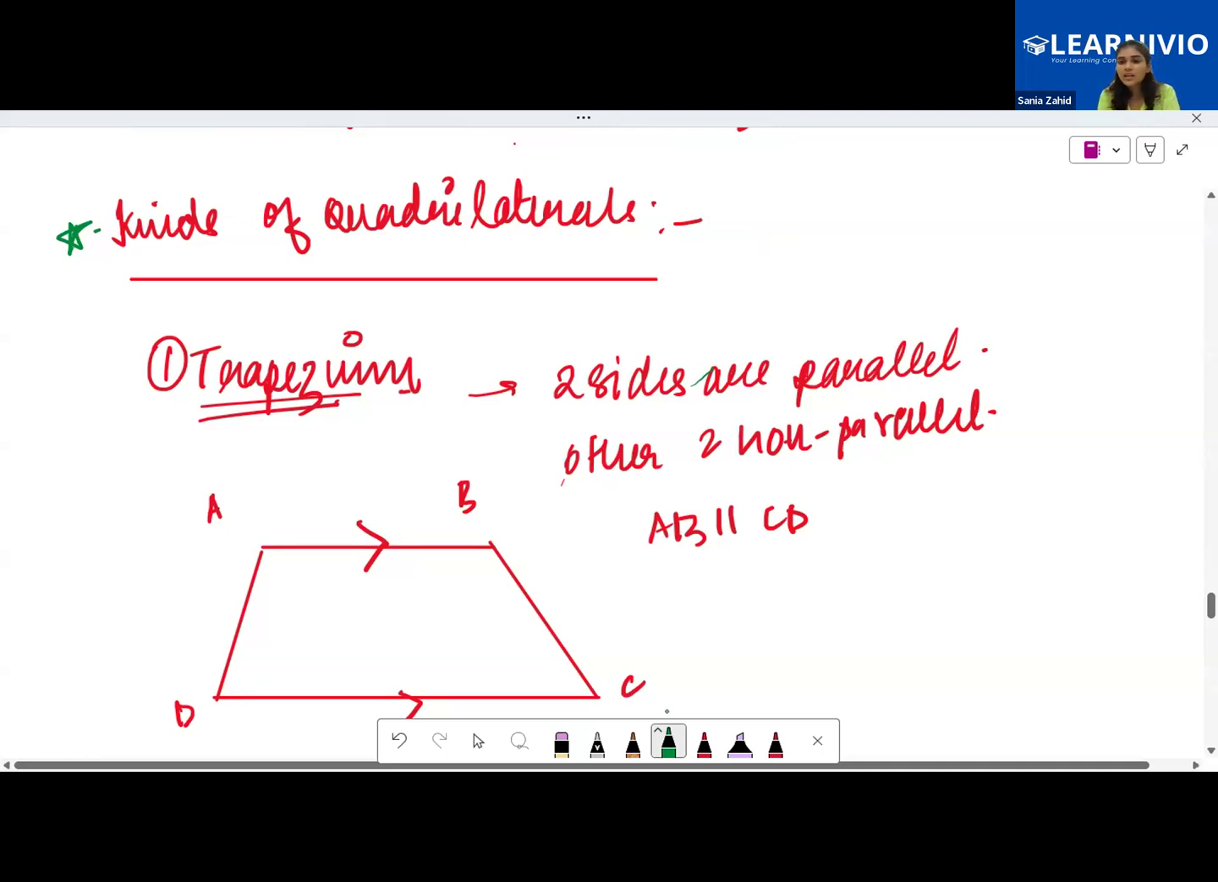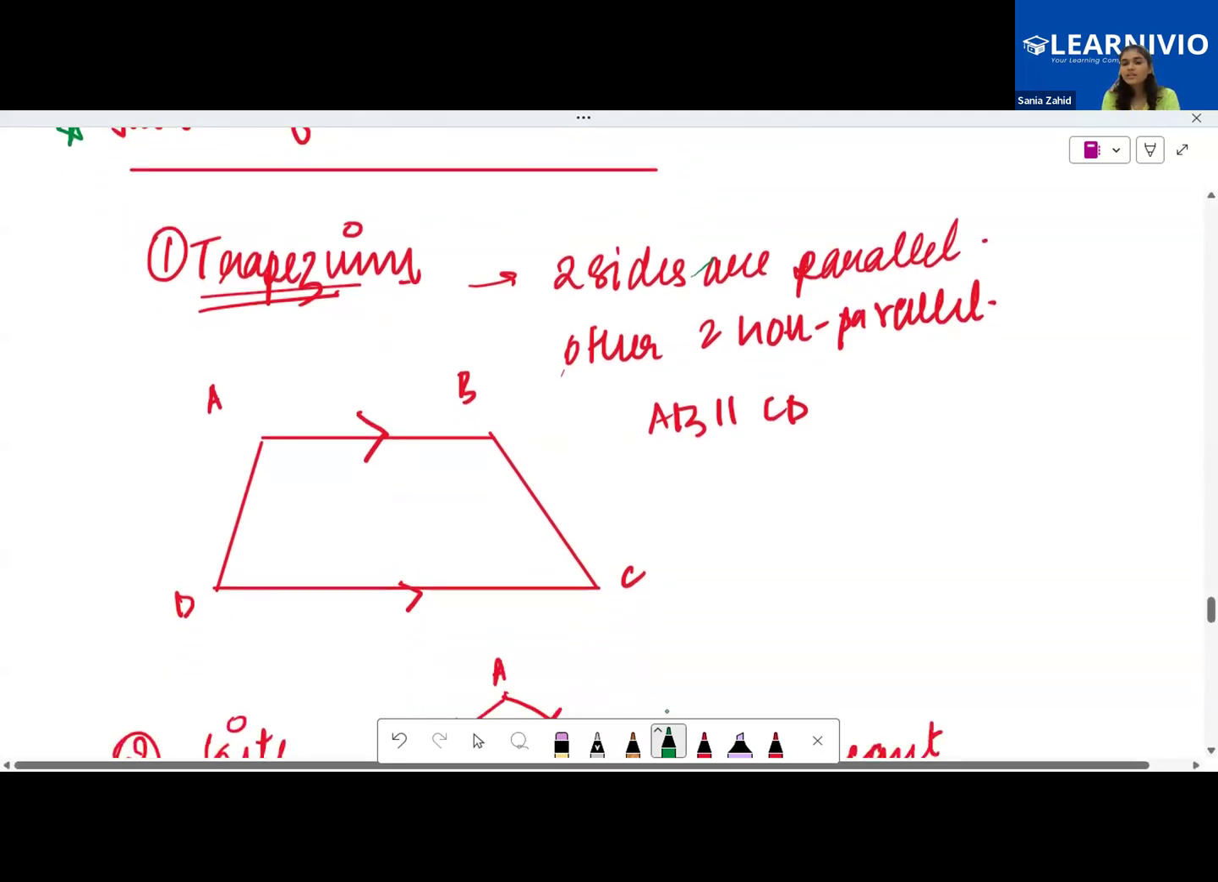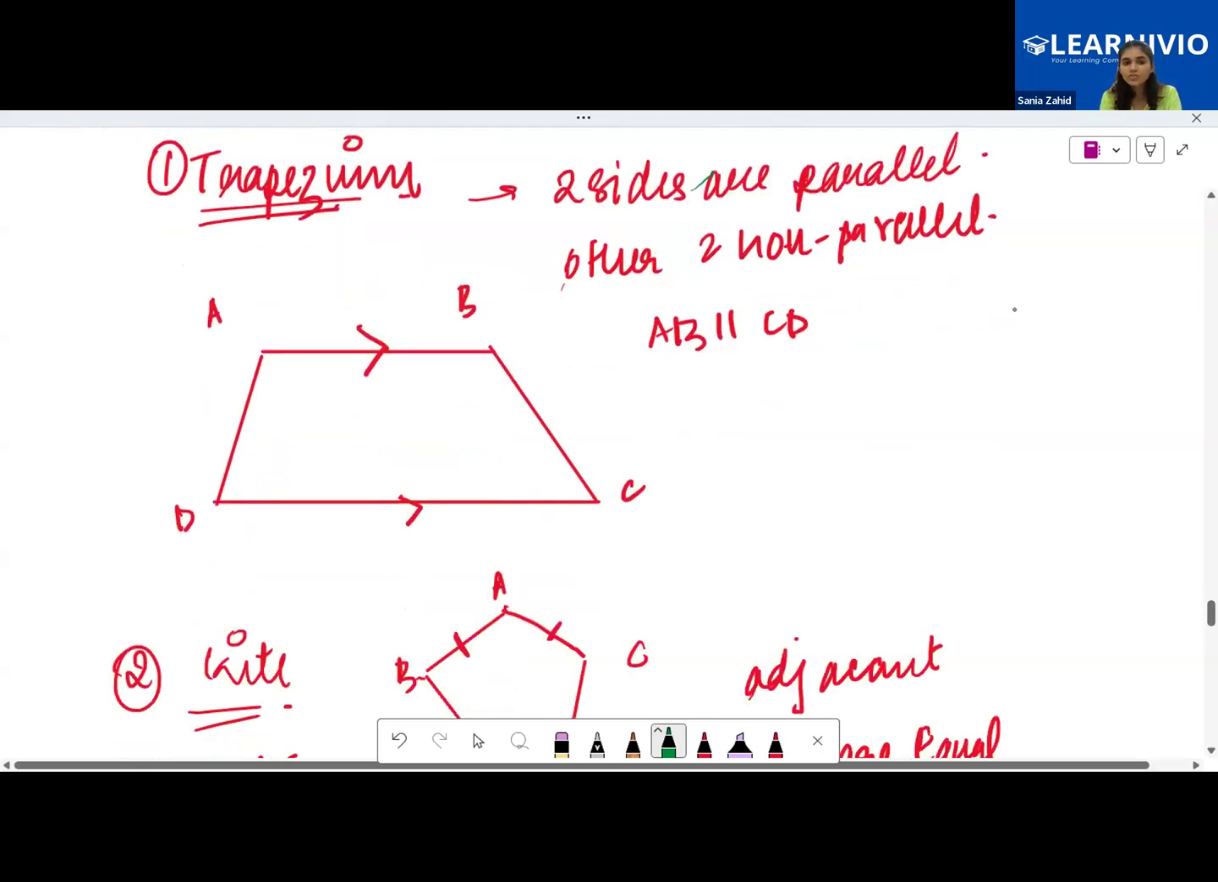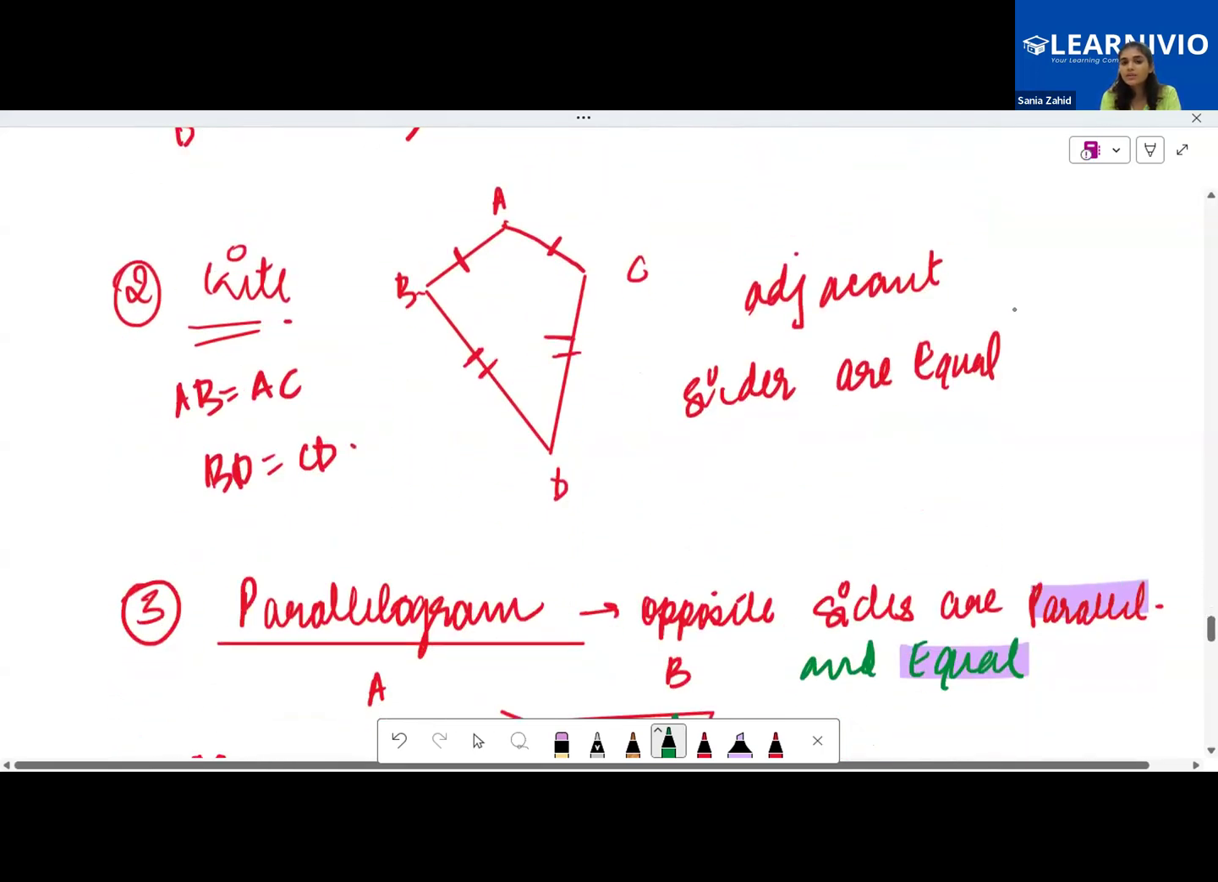Okay, ma'am. In this class, we started with kinds of quadrilaterals. First we studied the trapezium. In a trapezium, we have two sides parallel and the other two non-parallel, like AB and DC are parallel and the other two sides are non-parallel. Second, we came to the kite. In a kite, the adjacent sides are equal to each other. Like AB and AC lie adjacent to each other, so they will be equal, and BD and CD will be equal. So AB is equal to AC and BD is equal to CD.